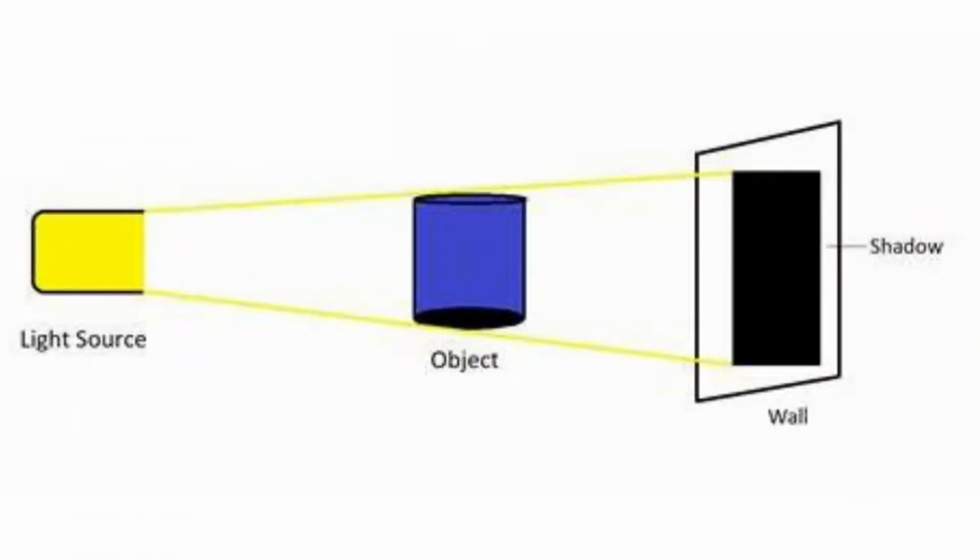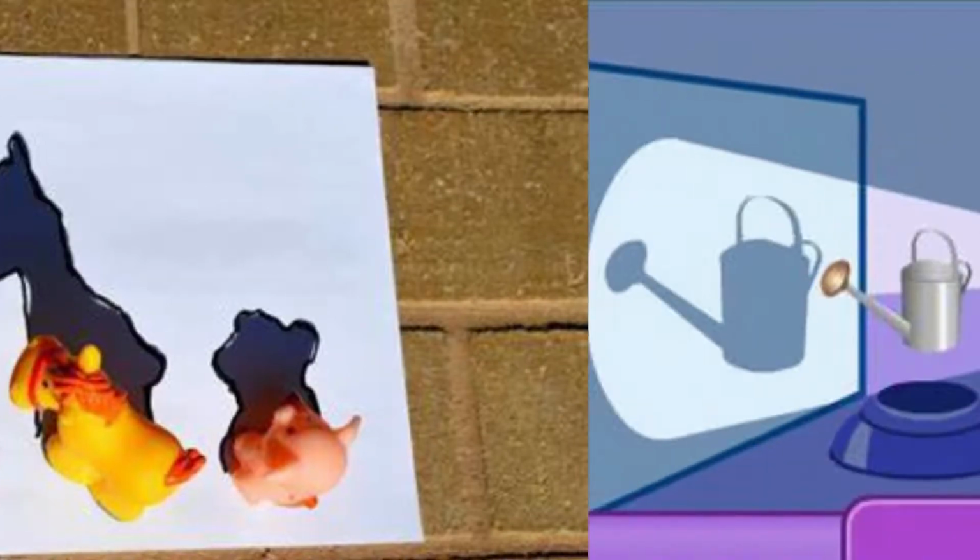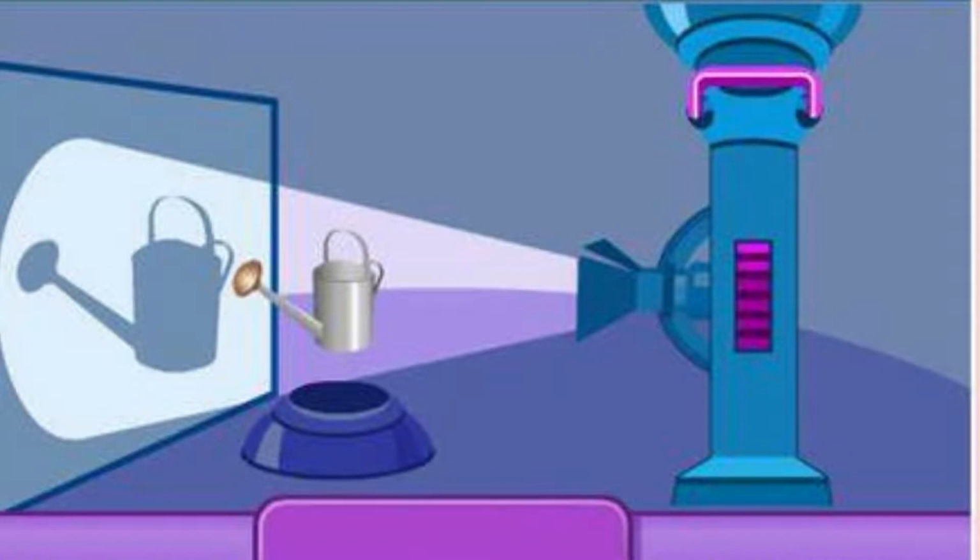Now go home and light a torch and place an object in front of it. Do you see a black patch on the wall? Shadows show us the exact shape of the objects. Any hard object can make a shadow in presence of light.